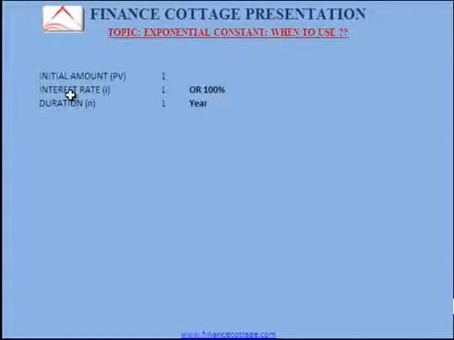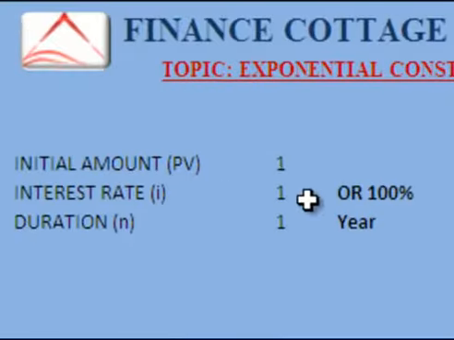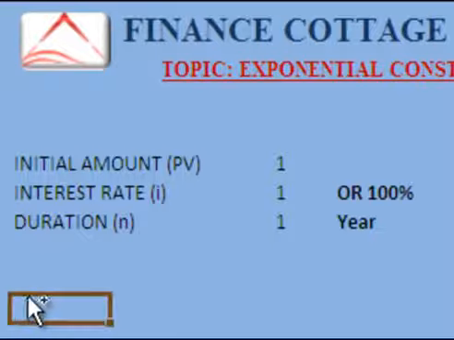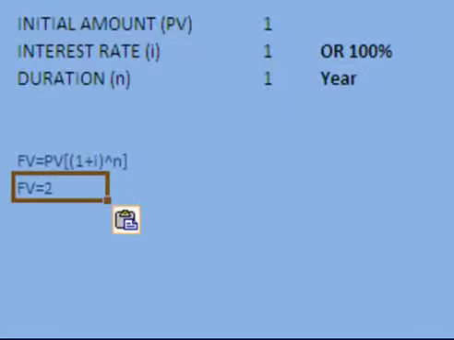Suppose we have an initial amount of money equal to $1 and we want to know what would be its future value after 1 year if we invest this $1 at compound interest rate of 100%. In that case we need to apply the formula of future value, which is equal to present value multiplied by 1 plus interest rate raised to the power n. Now if we put the value of interest, which is equal to 1 in this case, and the duration n is also 1 year, the future value of $1 would become equal to 2. So this is a simple case where we are compounding the interest rate once in a year.